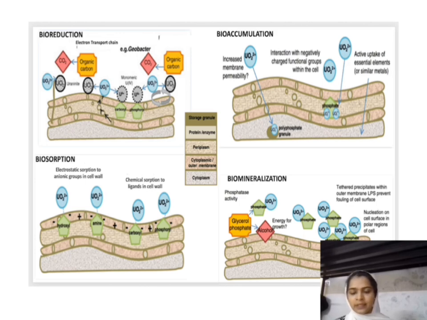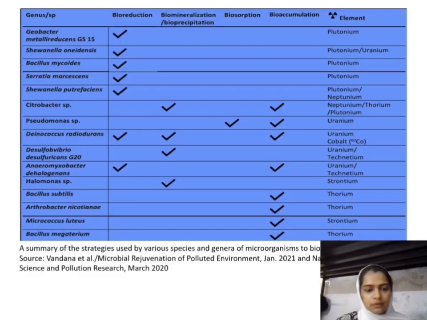Biomineralization is an insoluble catalyzation of metals. Metals precipitate with ligands such as sulfides, carbonates, phosphates, and hydroxides, with enzymatic catalysts present in the microbial cell wall. This is a summary of strategies used by various species and genera of microorganisms to bioremediate radionuclides.